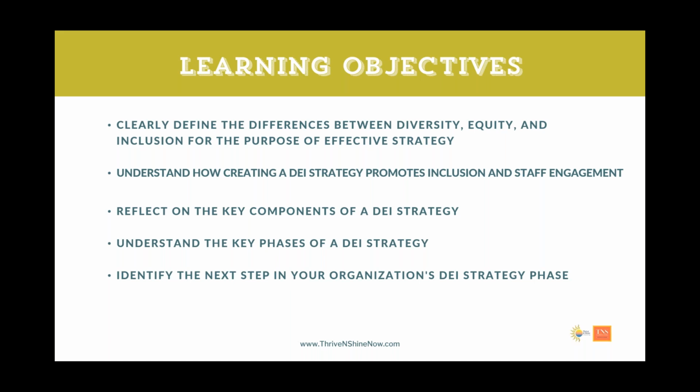And so just to kick us off, I want to go over some of our learning objectives. A few things that I want you to think about in terms of takeaways for today. We want to be able to define the differences between diversity, equity, and inclusion for the purpose of effective strategy. We want to understand how creating a DEI strategy can promote belonging and inclusion within your organization. Share some components of an equity and inclusion strategy. Talk about what the phases of a DEI strategy look like. And then I want you to think about some next steps that you can take back within your organization, wherever you are in this diversity, equity, and inclusion phase.